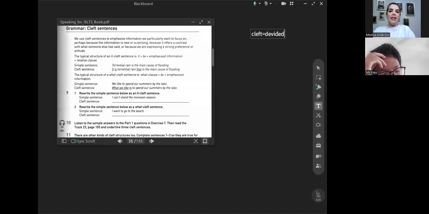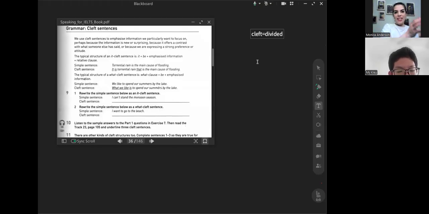Okay. And what is this? And it's so easy, actually. The structure is really easy because you can easily make it if you know the structure. We just have different types of it. As I told you, the cleft sentence divides one simple sentence in two parts, two clauses, okay? Why? Because we want to make one part stand out, more important.